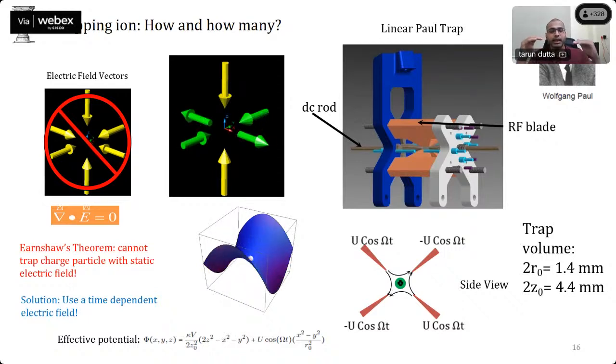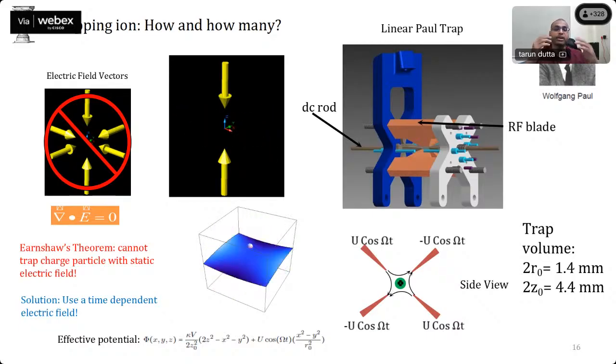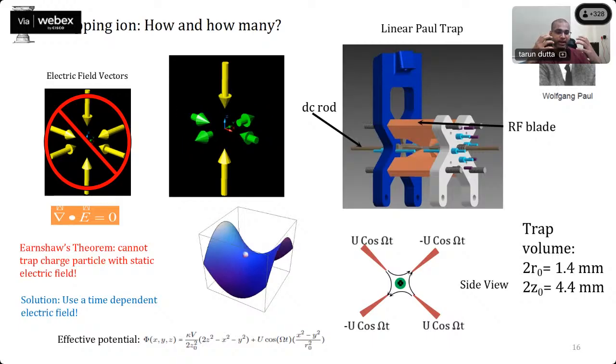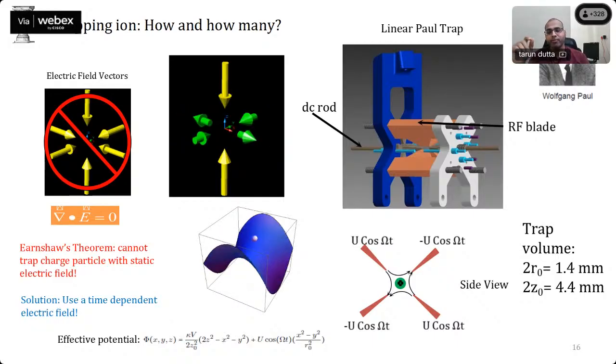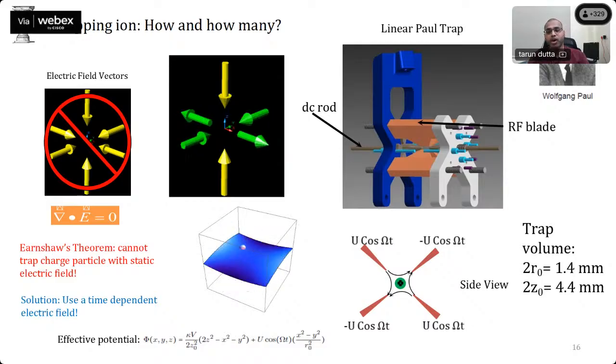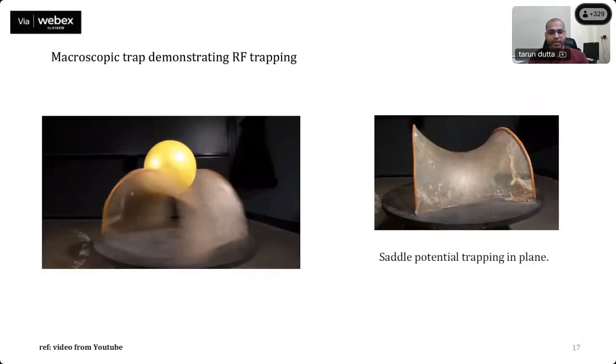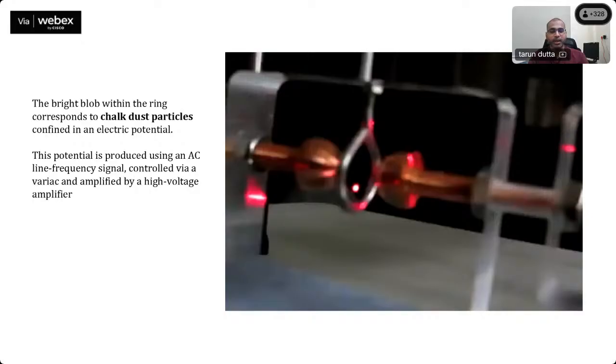This electrode separation is very important, because that will tell you how many ions you can trap, or how many qubits you can have in your setup. The setup that I developed and worked with is kind of big, so I can have almost 30 ions.